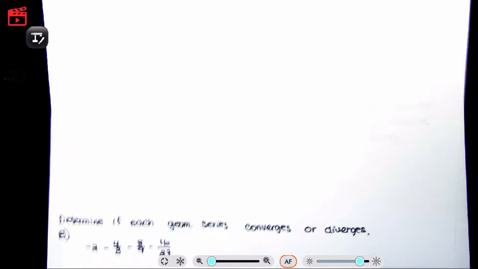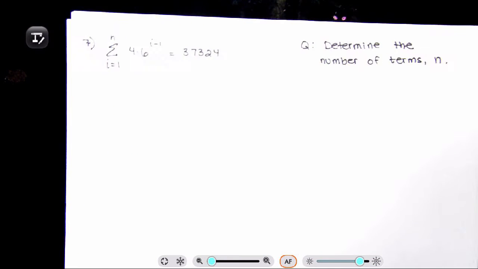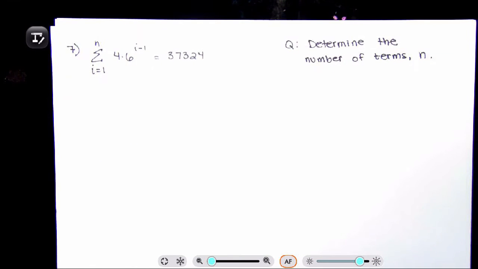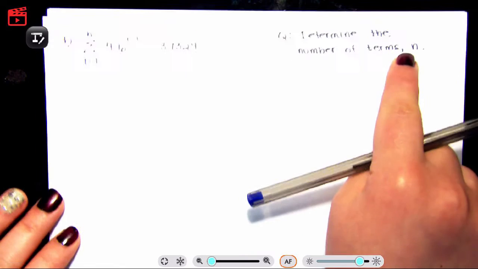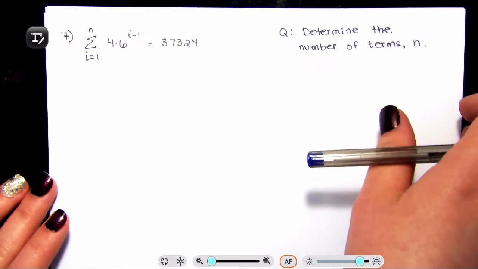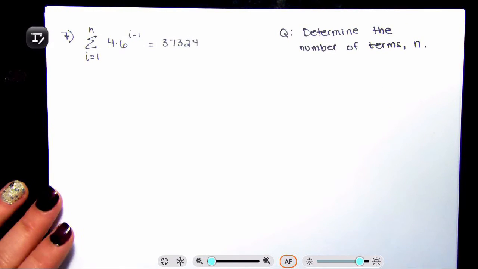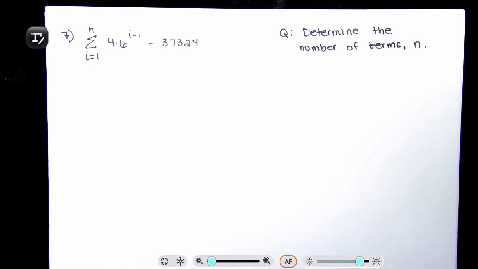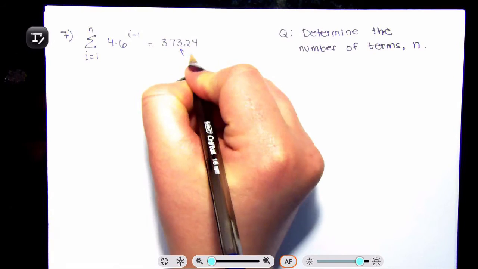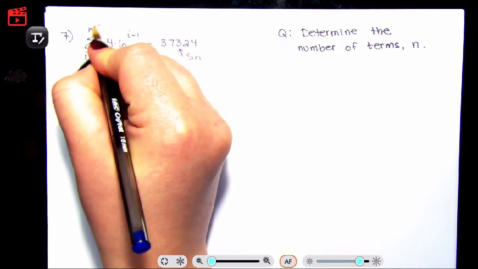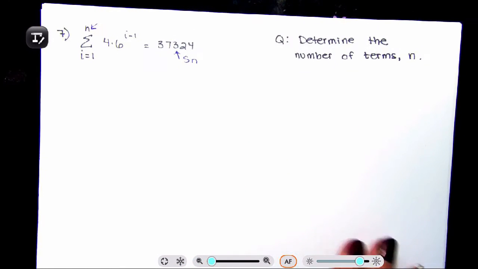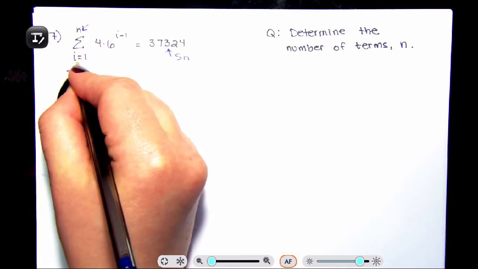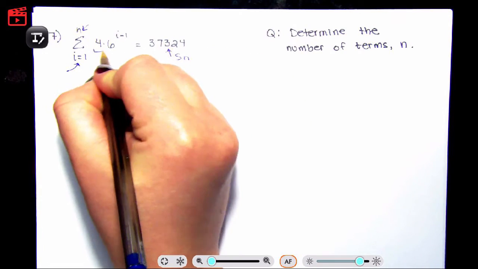Let's move on to question number 7. Question number 7 says, determine the number of terms. This is one of the longer ones that we had in the first part. I think it's either question number 3 or 4 for the arithmetic. This is now for the geometric. They give you your S sub n. They do not give you your upper limit. That is what we're trying to solve for. They do give you your lower limit of 1, and they do give you your explicit rule.